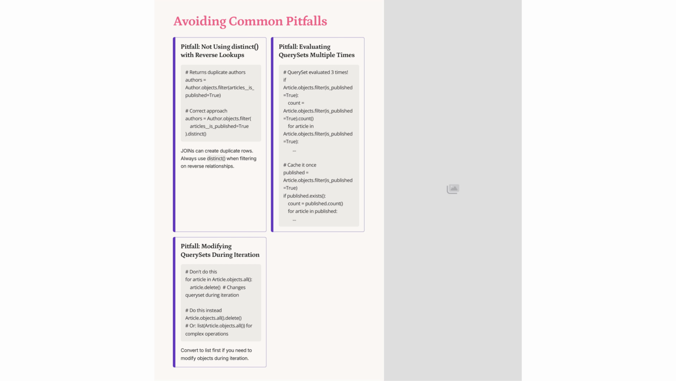Avoid duplicate authors by using distinct in reverse lookups to prevent join-induced duplicates. Cache query sets to avoid multiple evaluations, enhancing efficiency. Avoid modifying query sets during iteration. Use list for complex operations. These practices ensure optimal performance and maintainability in Django ORM operations.